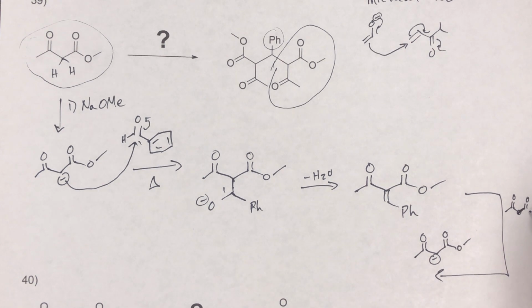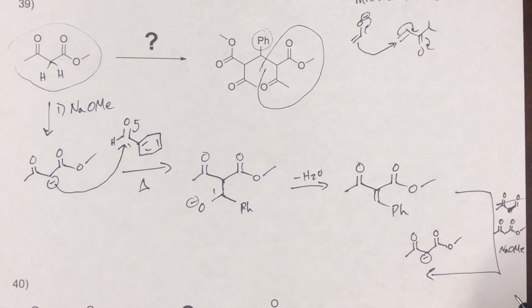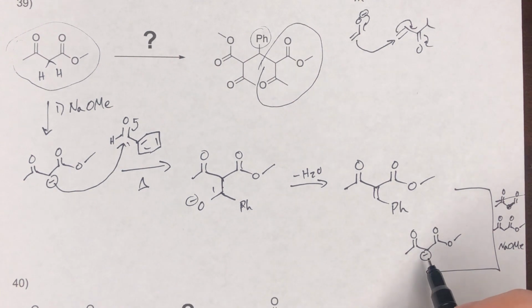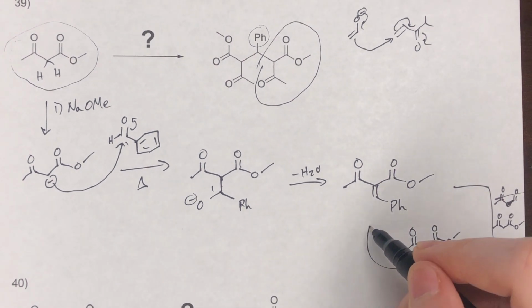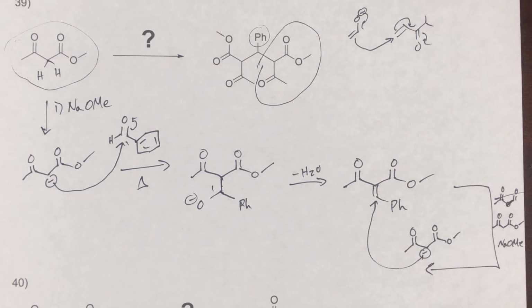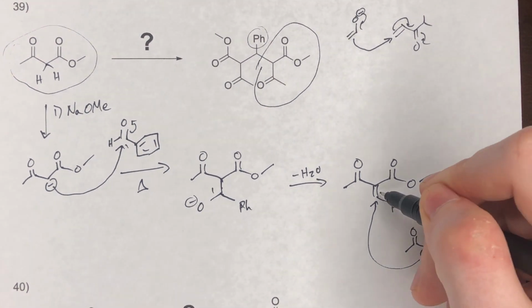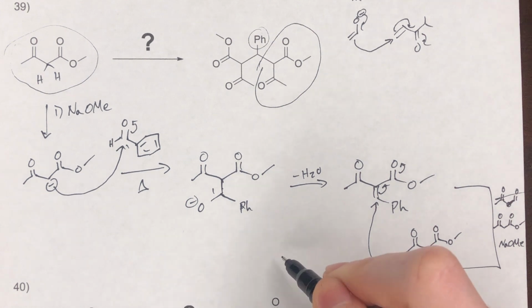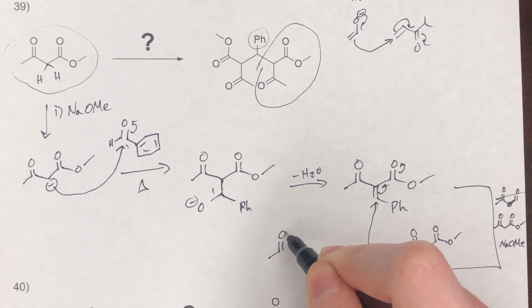No oxygen there, sorry. Let's just redraw it, start over. So you need that, and then NaOMe, the base, to remove that proton. So that's what happens. Then you get this. Then this can add to the Michael acceptor now. So this will go here, kick those electrons around, and this will give you the correct scaffold.